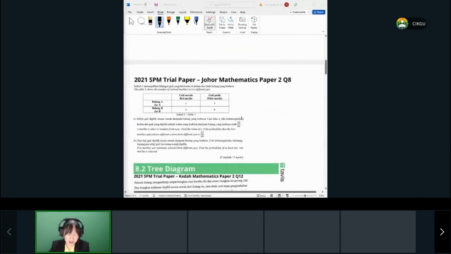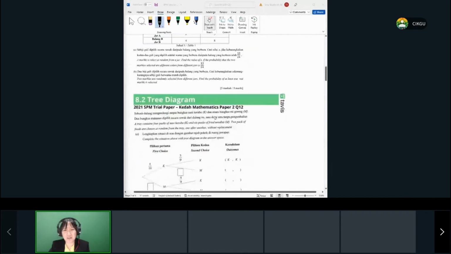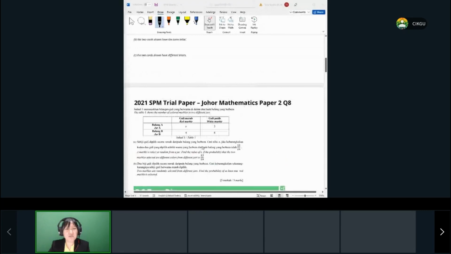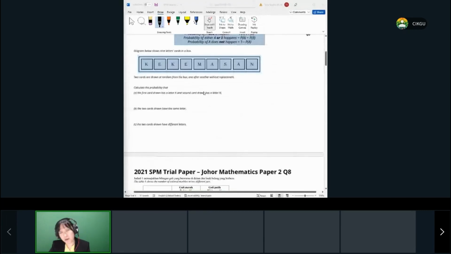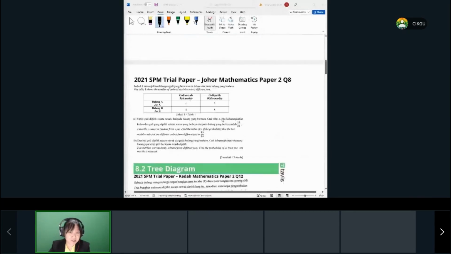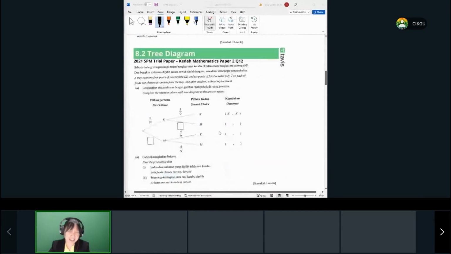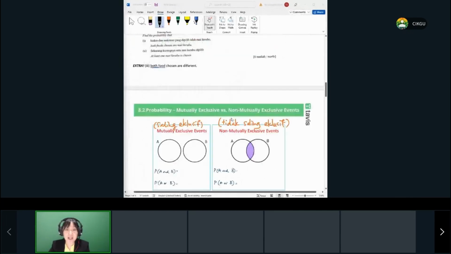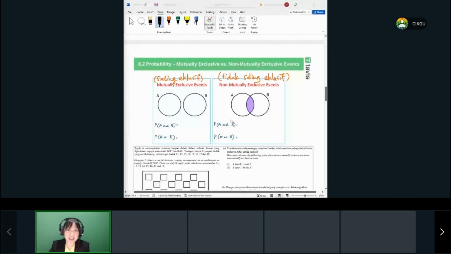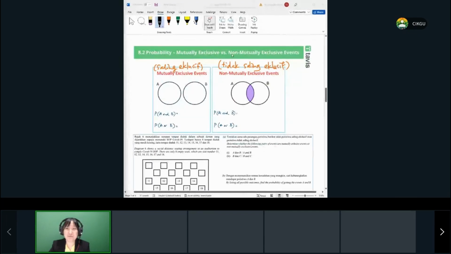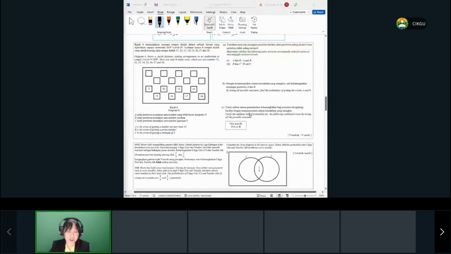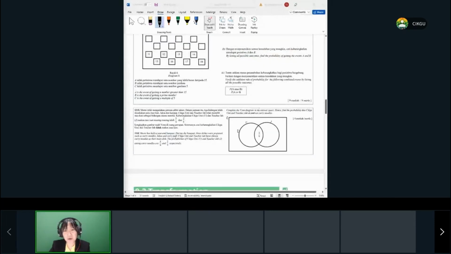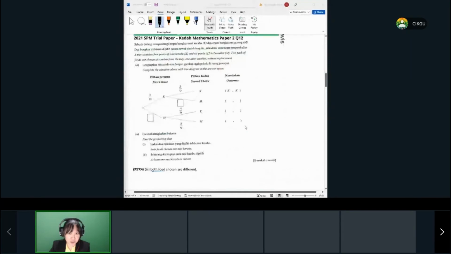It's just that some questions, like for example these two questions here, they didn't really give you any tree diagram. So tree diagram is not compulsory. It's only when they ask for it that you need to draw it. Anyways, we will do a question on tree diagram. And then the last part for probability is mutually exclusive and non-mutually exclusive. We will do 2 questions on that. So basically probability is just these 3 things you need to know.